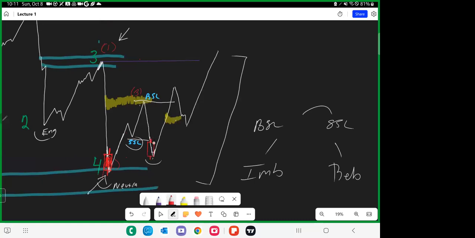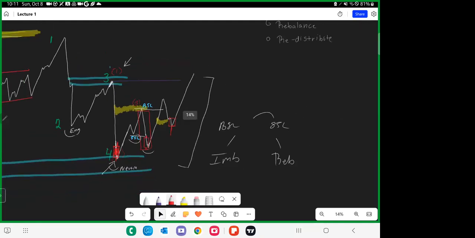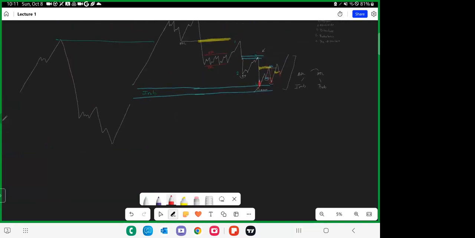Down close candle here, change in state of delivery, down into that imbalance, down close candle here. Now it seems like these down close candles are supporting price. If you think about the delivery from a higher time frame perspective, this whole piece is a down close candle. If I zoom out, this whole piece is a down close candle that price is trading into.